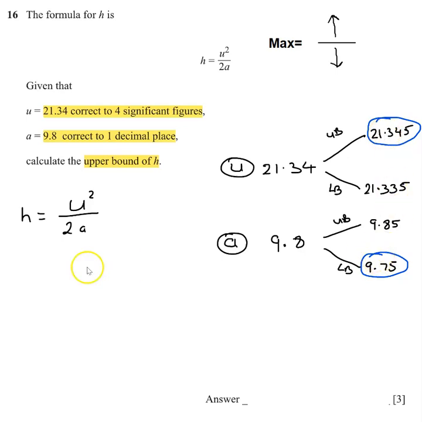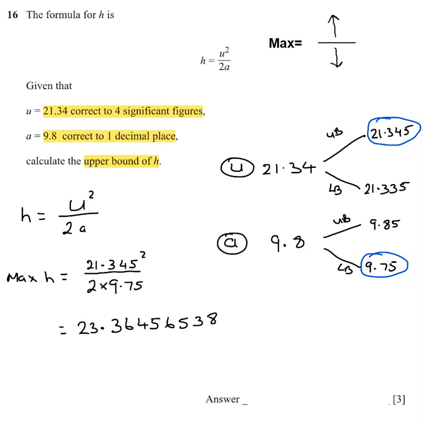So the maximum is going to be 21.345 squared, which is your upper bound, and 2 multiplied by 9.75 in the bottom of the fraction, which is your lower bound of a. When you put that into a calculator, you would get 23.36456538, and that is the answer to that question.